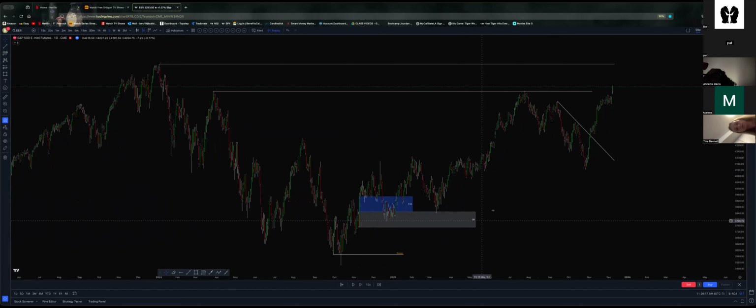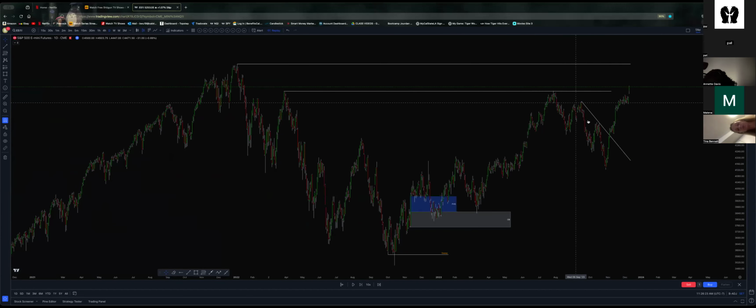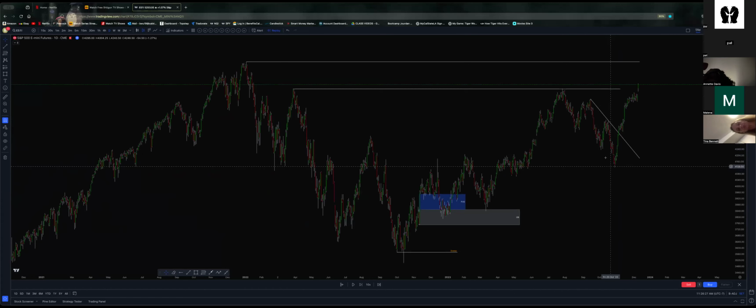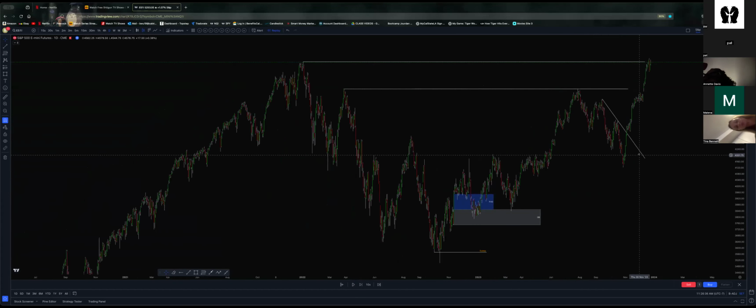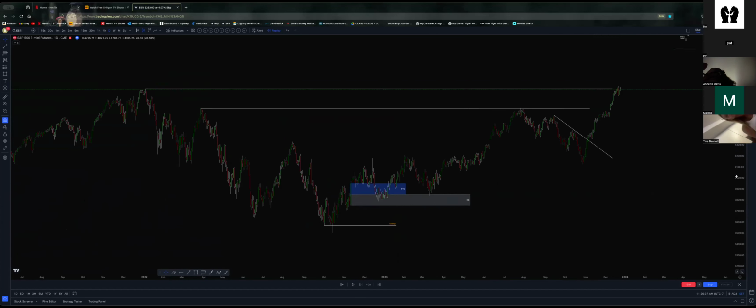You see, we waited for displacement. We want these big candles to get us making new highs, okay? And once we get that, the trend line is more valid once we sweep liquidity. We have a sweep of liquidity here, which is high resistance, high resistance. So this trend line is more valid and it should take us to our target quickly. You see that?